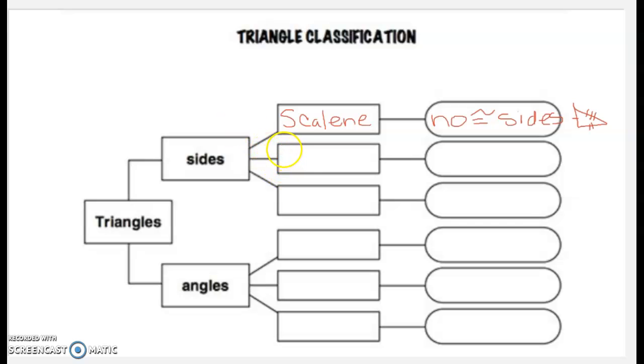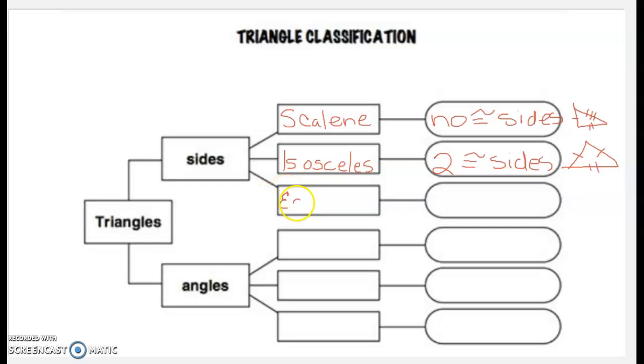If we look at isosceles, and that's an isosceles triangle, then there are two congruent sides. So we have a triangle that has two markings the same and one marking that is not. So that's an isosceles triangle.